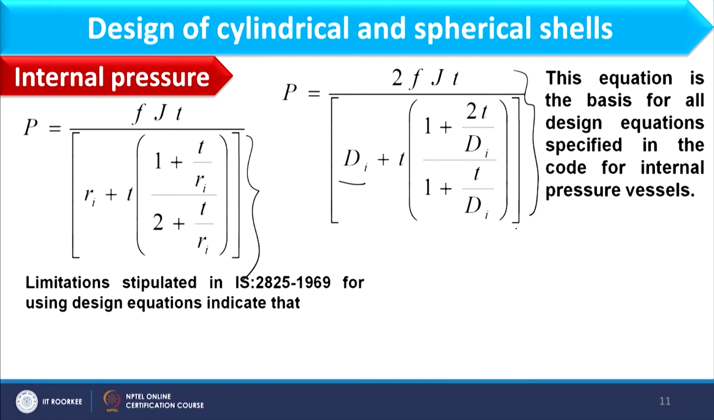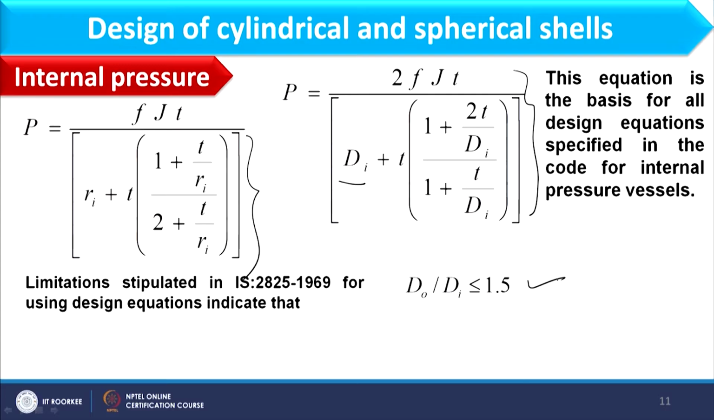Now, as we have discussed, this equation will be used as a base for design of shell when internal pressure is acting. So, here we will apply the limitation of IS 2825, and if you remember, there is a limitation where do by di should be less than or equal to 1.5. So, this is the expression for this d naught by di less than 1.5.